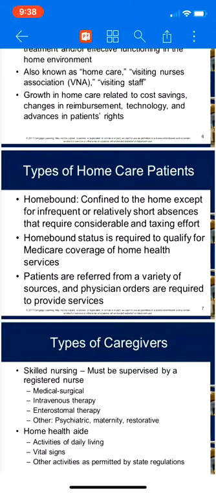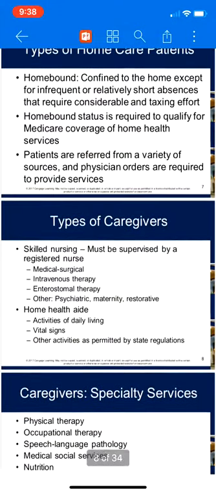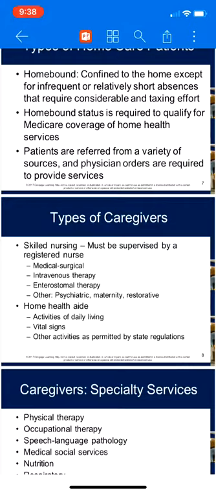All right, so let's get into the different types of caregivers. Many services can be offered to patients in a home care setting. An organization can be selective in determining what services it offers to patients. However, an agency has a competitive advantage in the home care market if it offers a variety of services.